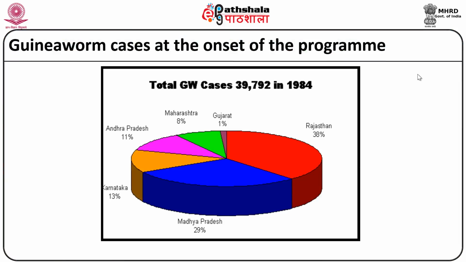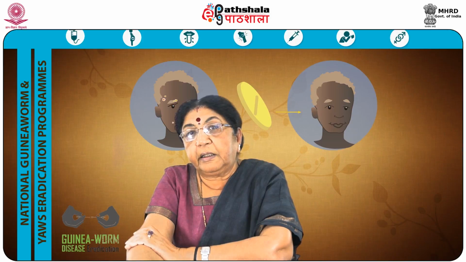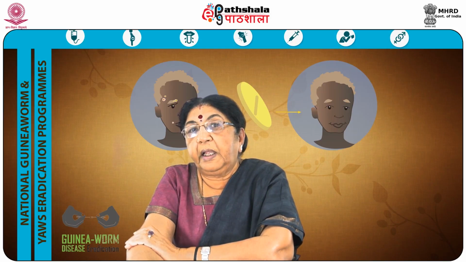Now, like I said previously, 39,792 cases were seen in 84 in all these places, the maximum of which were in Rajasthan and Madhya Pradesh. Now, both these areas are places which have water scarcity. Either they are not well developed, there are jungles, there are deserts, so such people have difficulty in getting water at their doorstep.